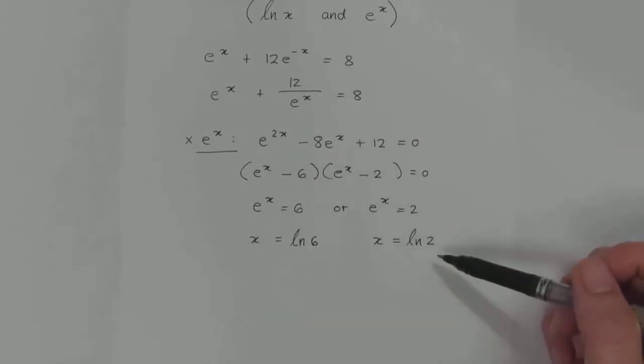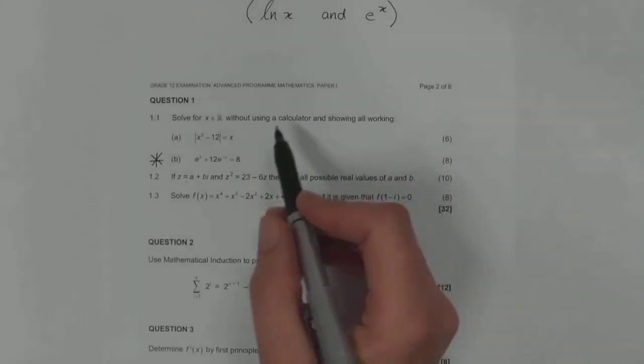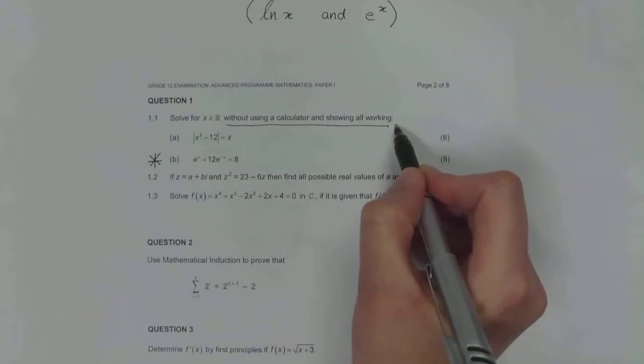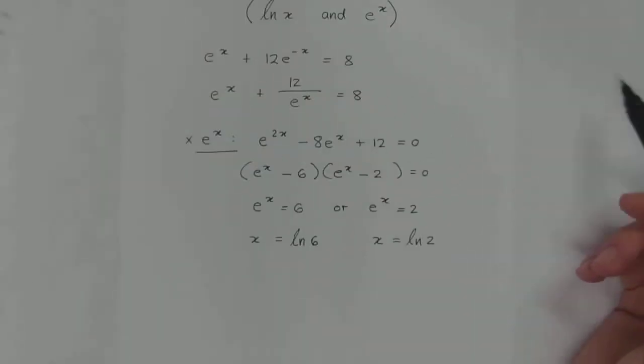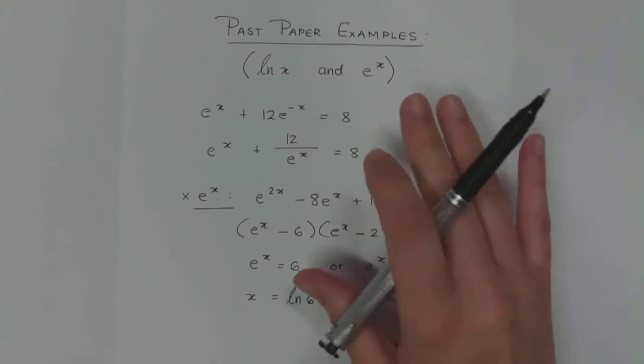And again, depending on the question, in this particular question, they said, solve for x, an element of the real numbers, without using a calculator showing all your working. So if you look here, it says there, without using a calculator showing all your working. So because of that, you can't use the calculator to go and simplify this correct to 2 decimal places. Nope, you're going to have to stick with this version of the answer. So that's the first past paper example. Let's look at the next one.